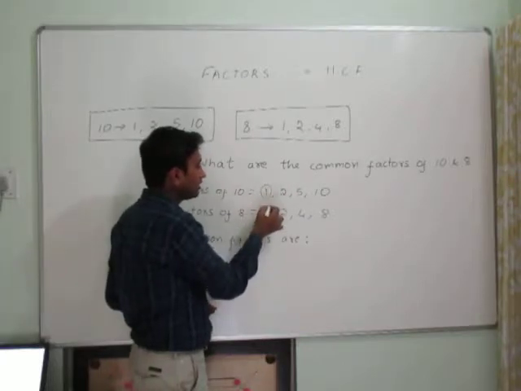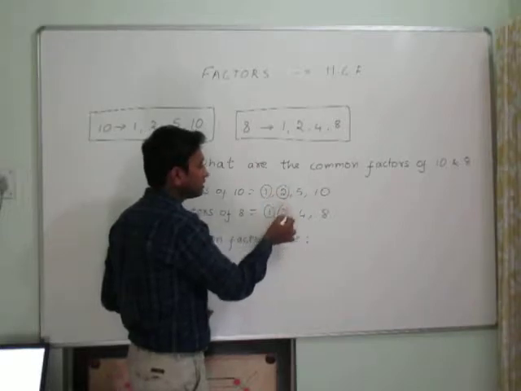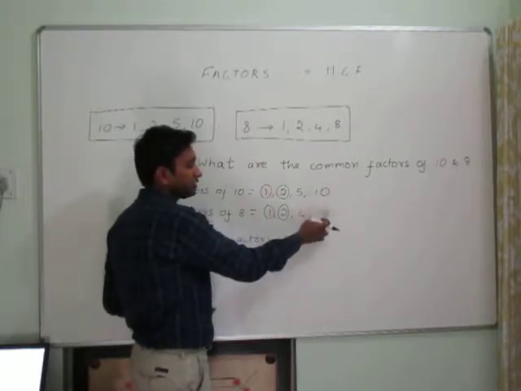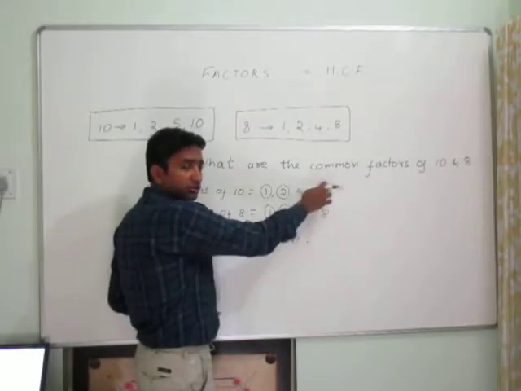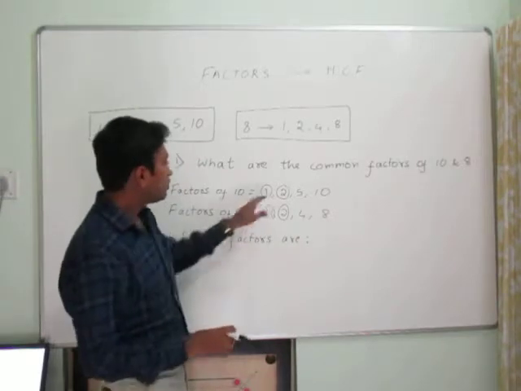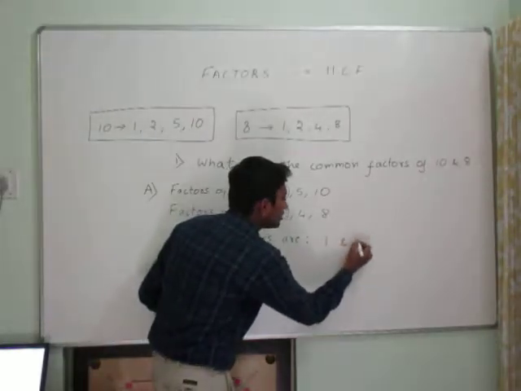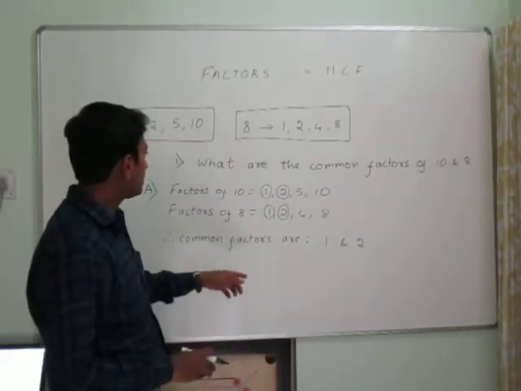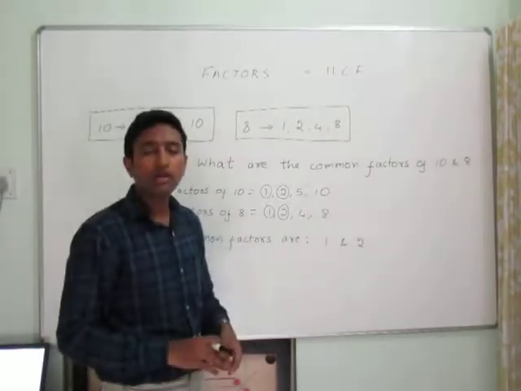1 is there here as well as here. 2 is there here, 2 is there here. 5 is present here but not here. 10 is here, it's not here. 4 is here, not here. 8 is here but it's not here. So there are two common factors, and those two common factors are 1 and 2. The common factors of 10 and 8 are 1 and 2.